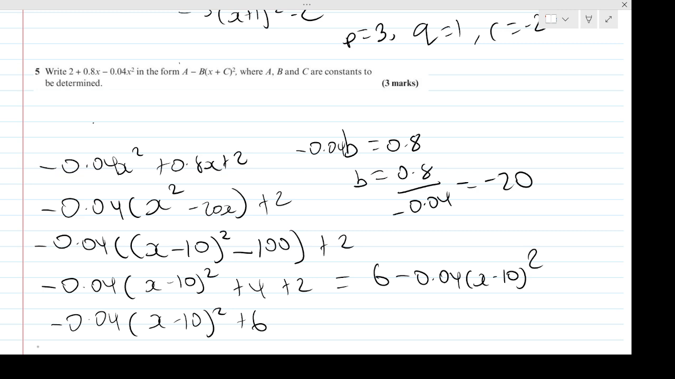So A, if we match it, A would be 6, right? Here and here. Then we have this minus B, this number outside the bracket. Well, that's minus 0.04, so B would be 0.04. And C, again, we have x plus C inside the bracket. Well, C and minus 10, C has to be minus 10. And there we are. Cool.